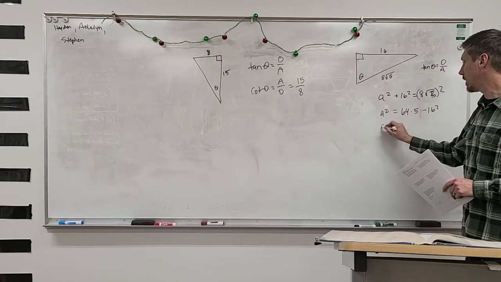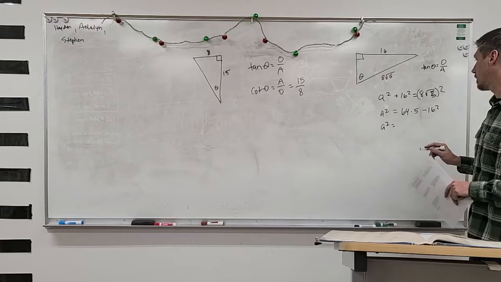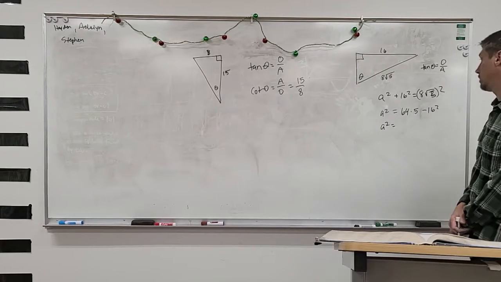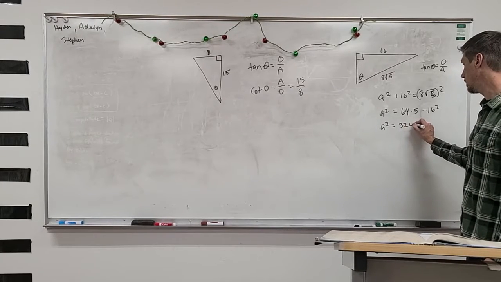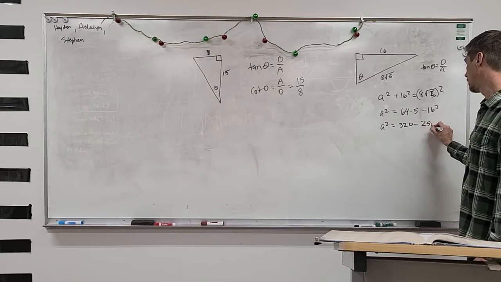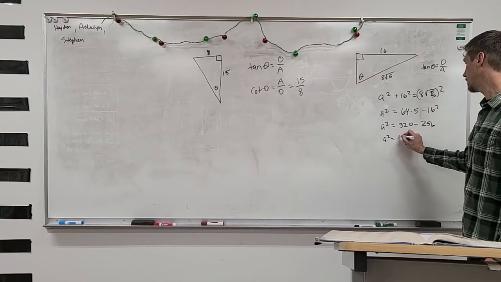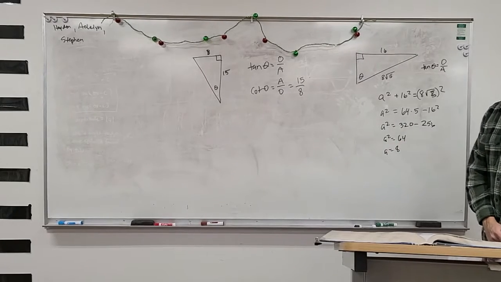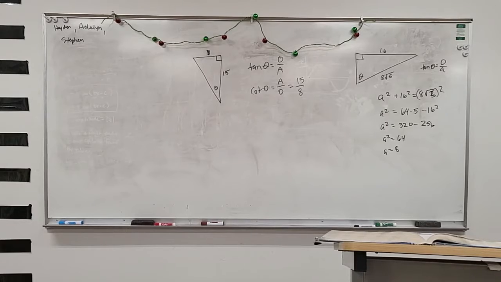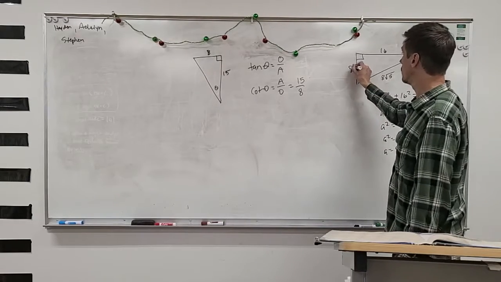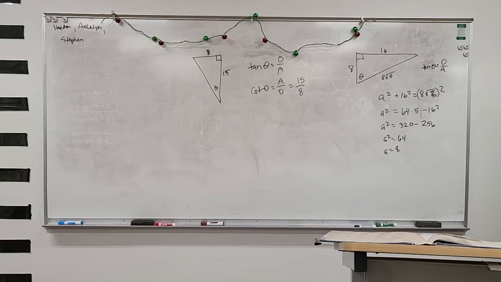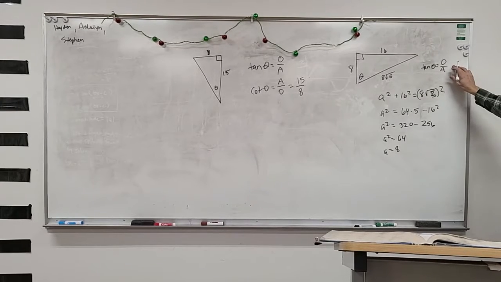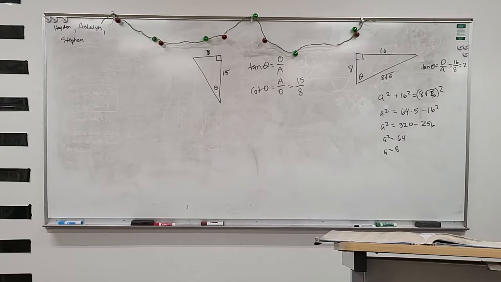Okay. So a squared is 320 minus 256. The final should be 64. A squared equals 64, so a equals 8. Is that right? Yeah. All right. So this side is 8. So now we can figure out that the answer is opposite, which is 16, over adjacent, which is 8. So that equals 2.